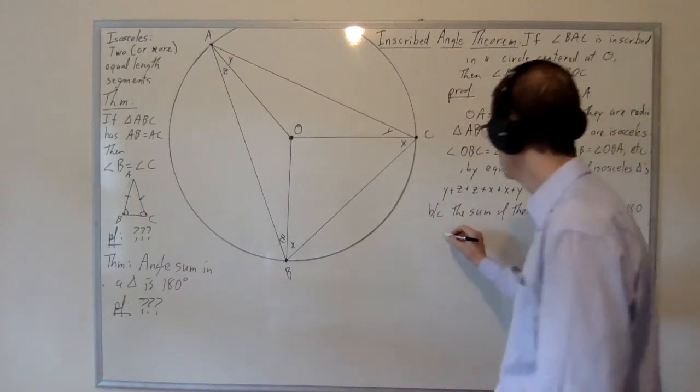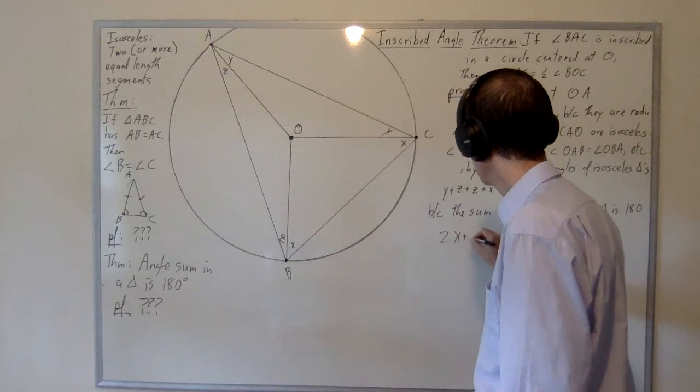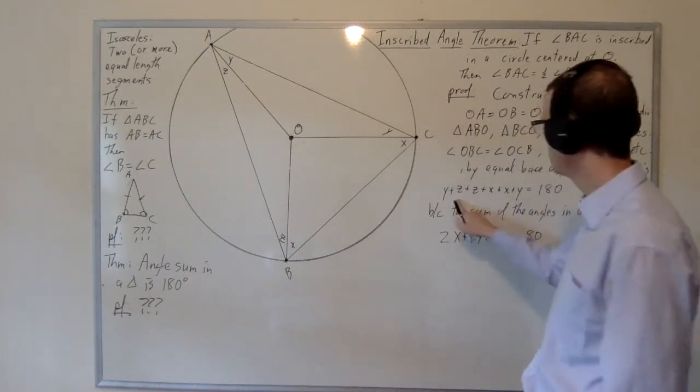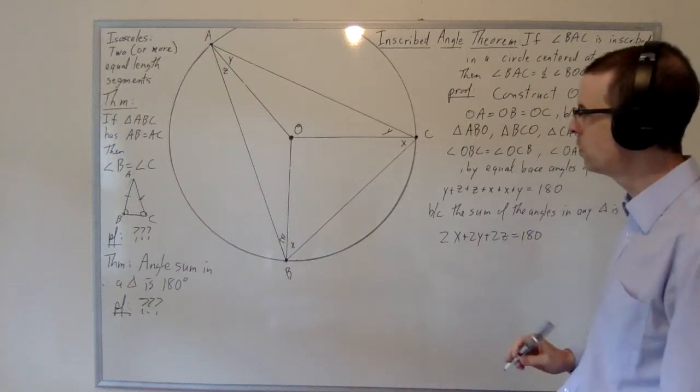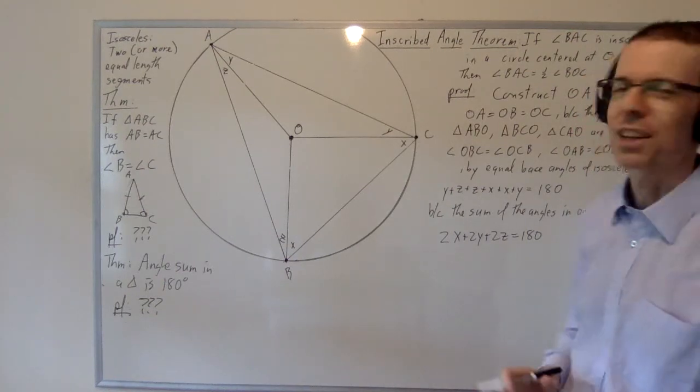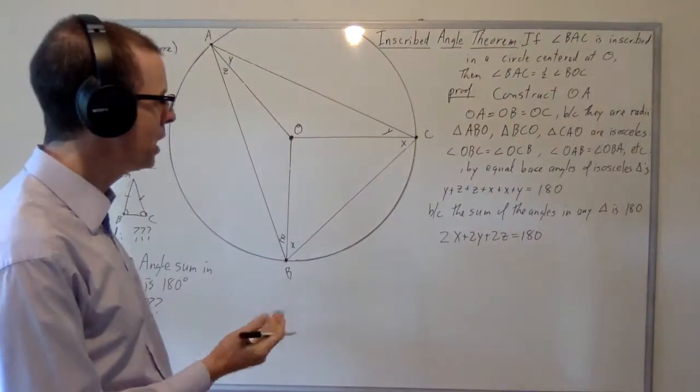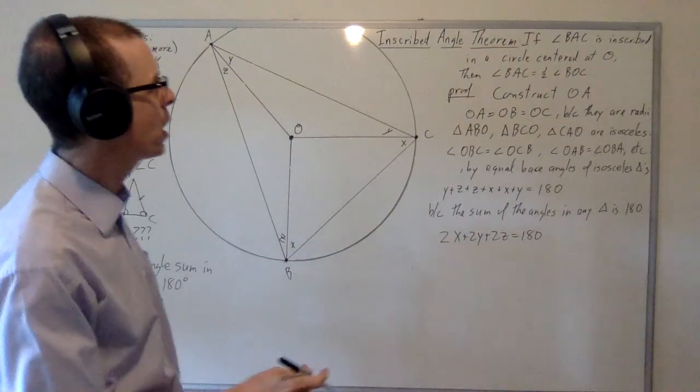We have this situation. So 2x plus 2y plus 2z equals 180. I'm just algebraically simplifying this sum. And it's tempting to divide by 2, but it's not actually helpful right now. So are there any other, well, I mean, we haven't done it, right? What are we trying to do?